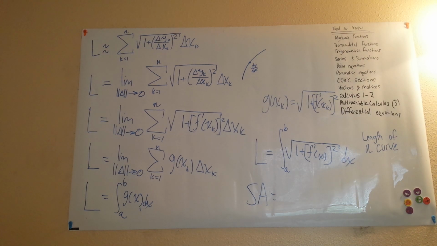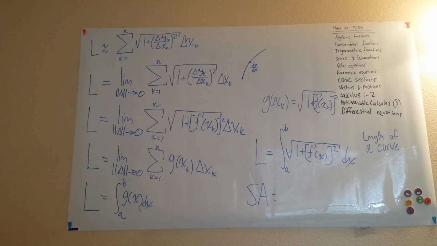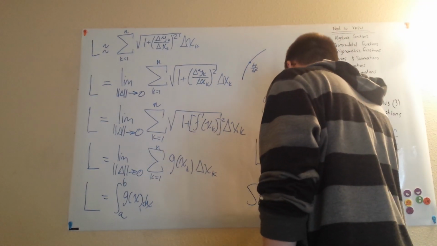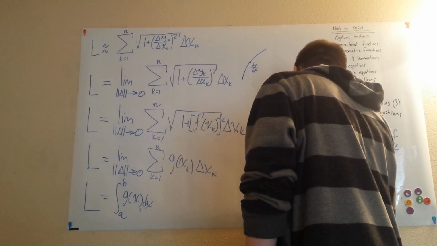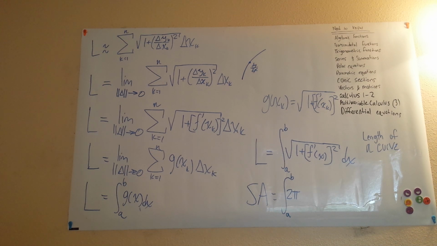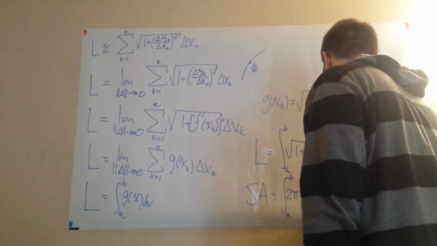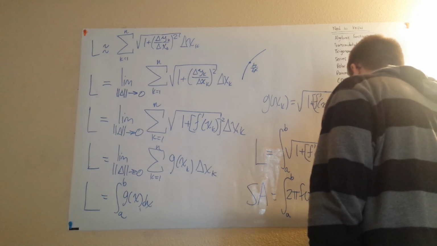So the surface area of the volume that is revolved about the x-axis is going to be the integral from a to b of 2 pi times f of x times the square root of 1 plus f prime of x squared.